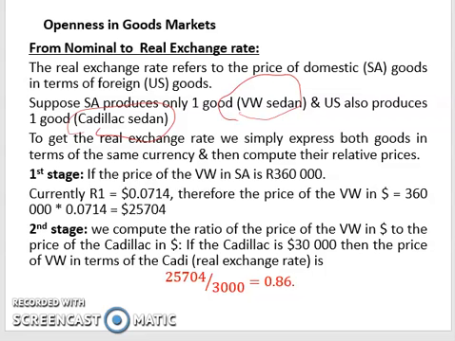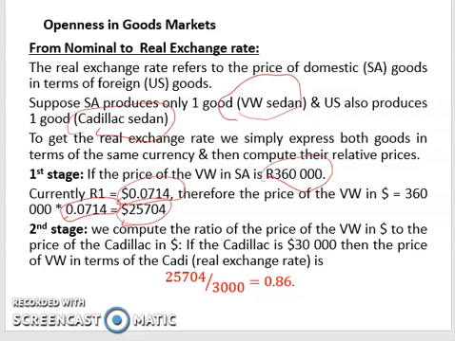So assuming that the price of a VW sedan in South Africa is 360,000, and also assuming that currently the exchange rate between South Africa and the US dollar is such that 1 rand acquires $0.0714. Therefore, the price of a VW in dollars will be equal to 360,000 times the exchange rate, which will be $25,704. The second step will be to compute the ratio of the price of the Volkswagen in dollars to the price of the Cadillac in dollars.